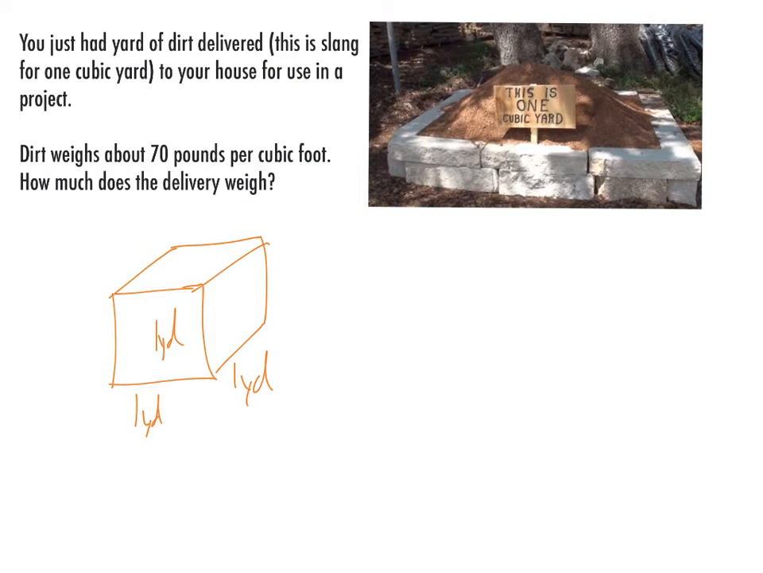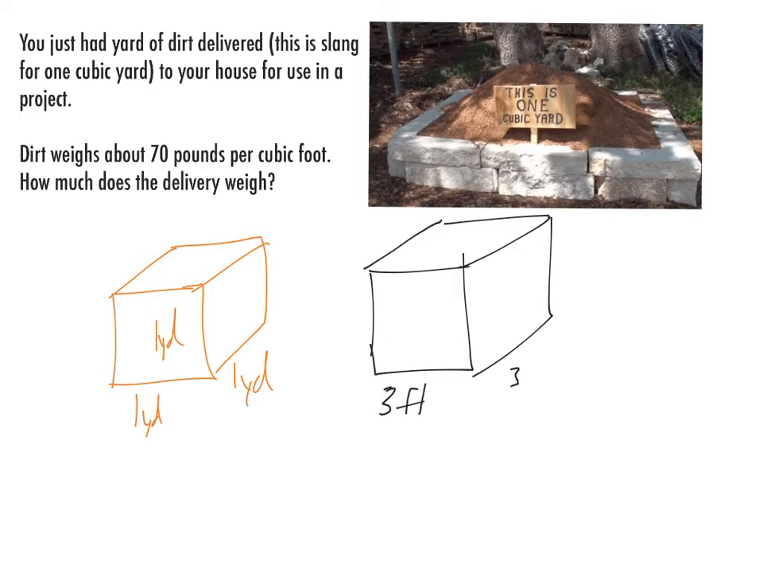So I could do the hard thing and try to figure out what 70 pounds per cubic foot turns into in pounds per cubic yard. But it might actually be easier just to change this, because I know that a yard easily converts to feet, okay? Same shape here, just different labels. Instead of 1 yard, we're going to call it 3 feet by 3 feet by 3 feet. That's also a cubic yard of dirt, just put in different terms, okay?